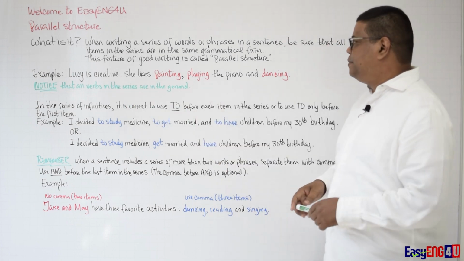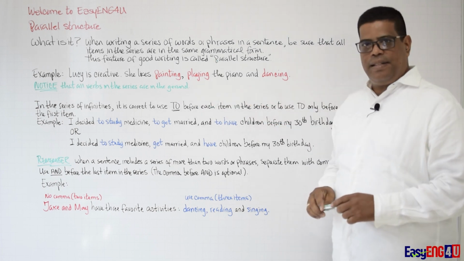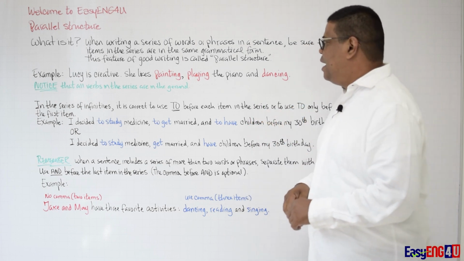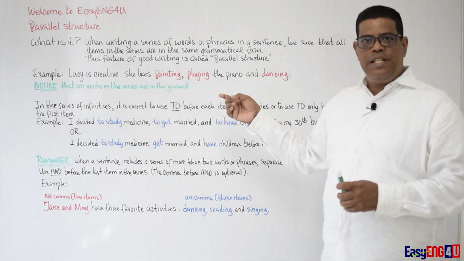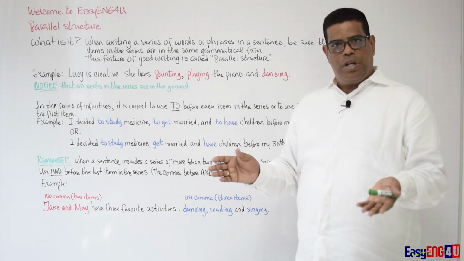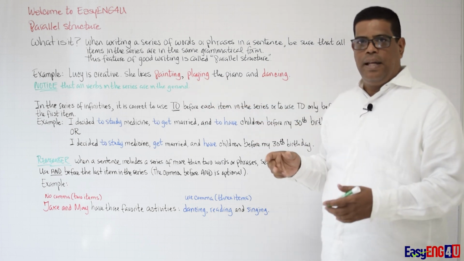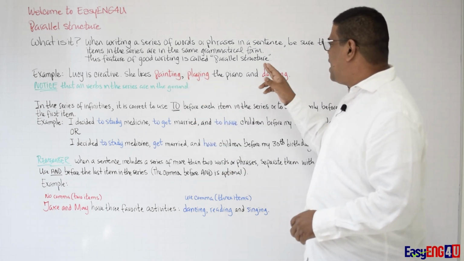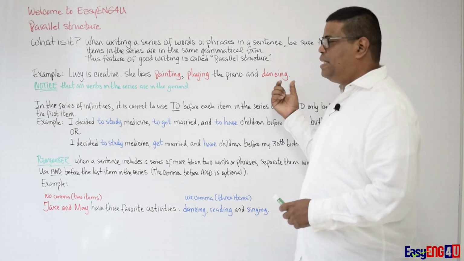Lucy is creative. She likes painting, playing the piano, and dancing. As you can see, there are three actions that she loves. Okay? And I can use either the infinitive or the gerund form with the verb like. But in this case, I wanted to use only the gerunds. So first activity, second activity, playing the piano, and the last one is dancing. As you can see, the parallel structure is telling me to use all three actions in the same verb form, which is in this case, the gerund.